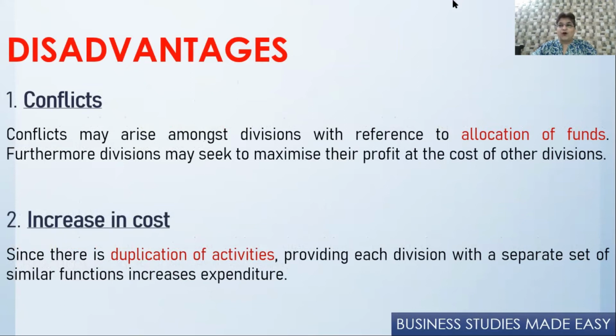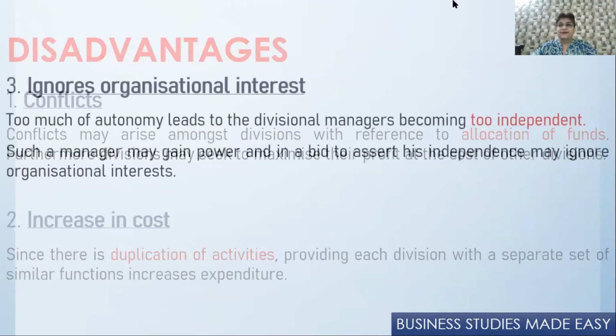So this leads to conflicts with the other departments. Then increase in cost, because every department has got production, marketing, finance. There's so much duplication of activities, and therefore that adds to the cost.